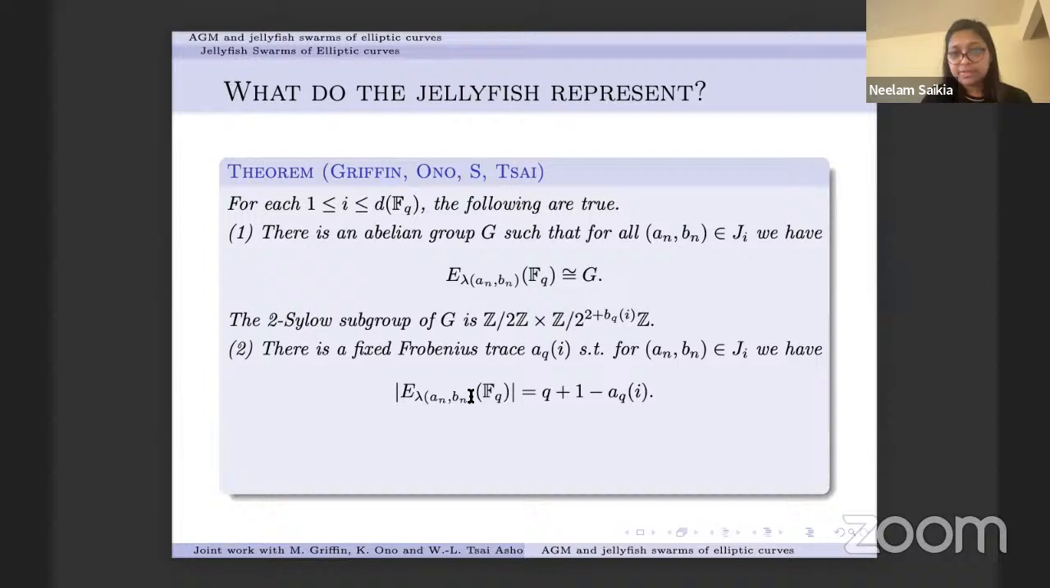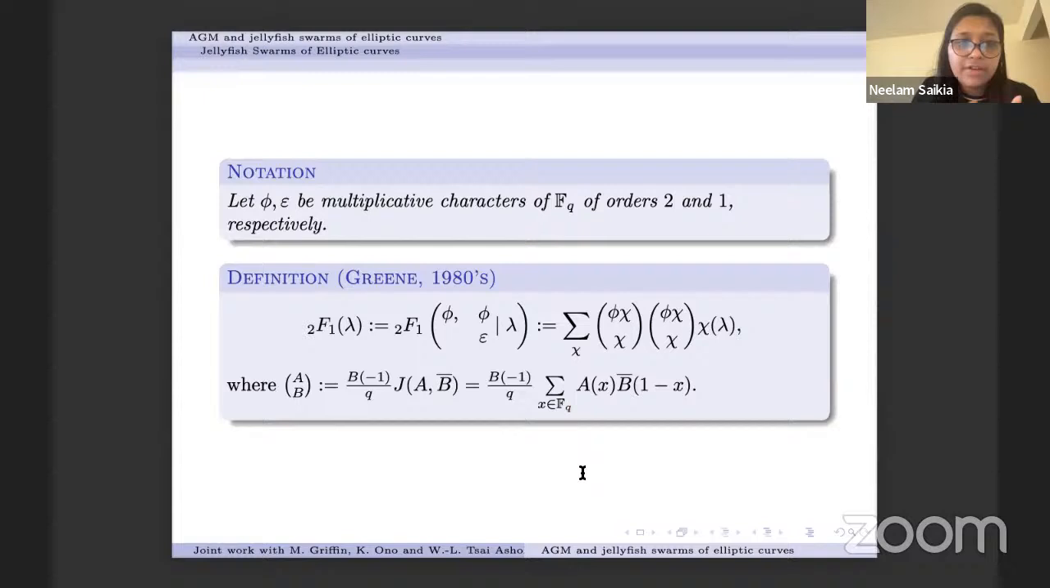And in fact, by a theorem of Ken Ono, we can show that this trace of Frobenius a_q is given by some scalar multiple of a special value of a 2F1 hypergeometric function. So what is this function? Let me quickly give you the definition. If phi and epsilon are characters over F_q of order 2 and 1, then Greene defined this function in terms of a character sum, which involves this binomial and this Jacobi sum. So this is the 2F1 hypergeometric function defined by Greene.